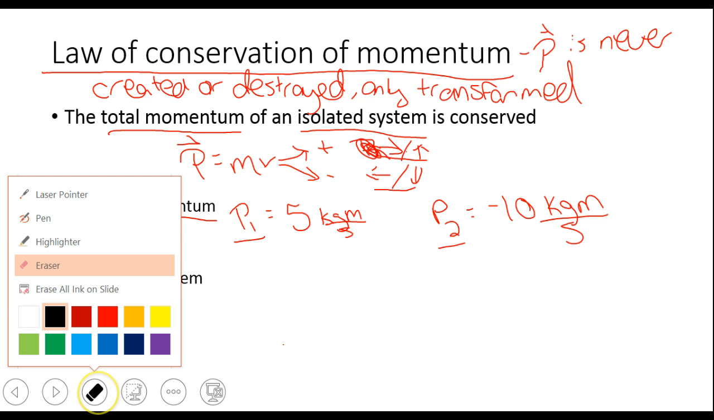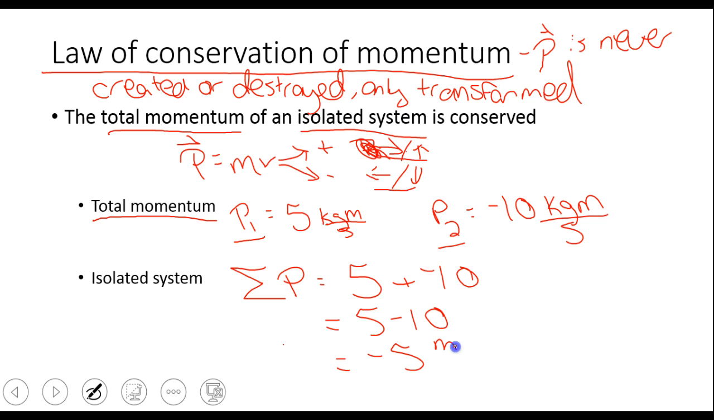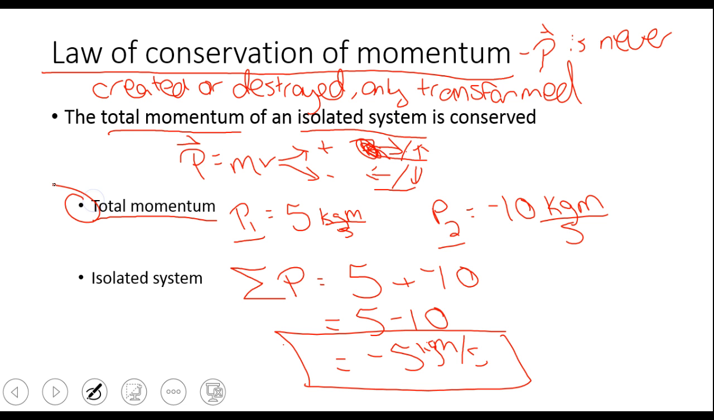And so all I have to do is the sum of the momentums is equal to, in this case, 5 plus negative 10, which is really just 5 minus 10, which is negative 5 kilogram meter per second. And that would be the total momentum of that system. And so same equation, right? We're just making sure we now have the correct sign, positive or negative, with momentum, and you can add them to get the total momentum of a system.